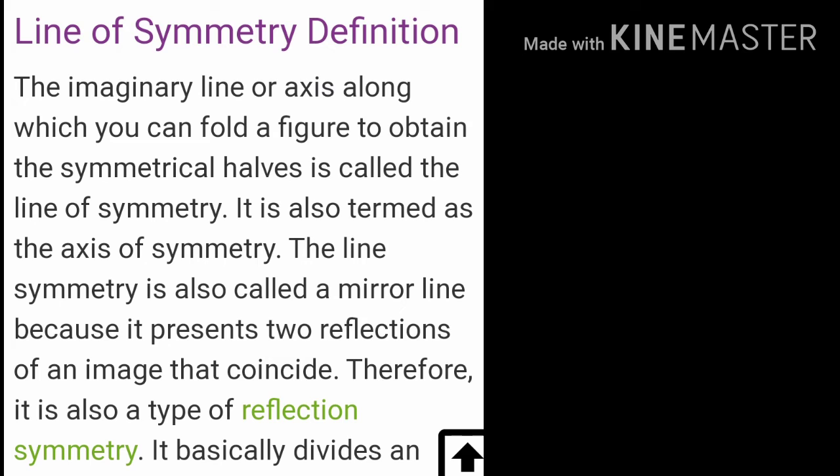Now, what is the definition of line of symmetry? The imaginary line or axis along which you can fold a figure to obtain symmetrical halves is called line of symmetry, also called axis of symmetry. The line of symmetry is also called a mirror line because it presents two reflections of an image that coincide. Therefore, this type of symmetry is also called reflection symmetry.